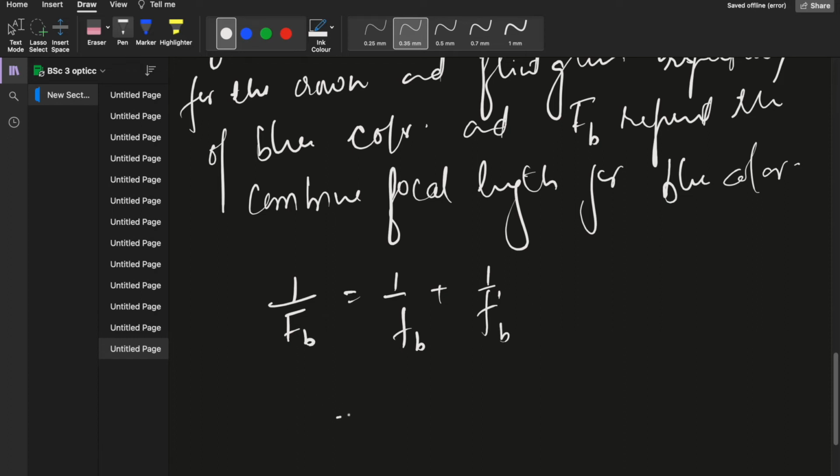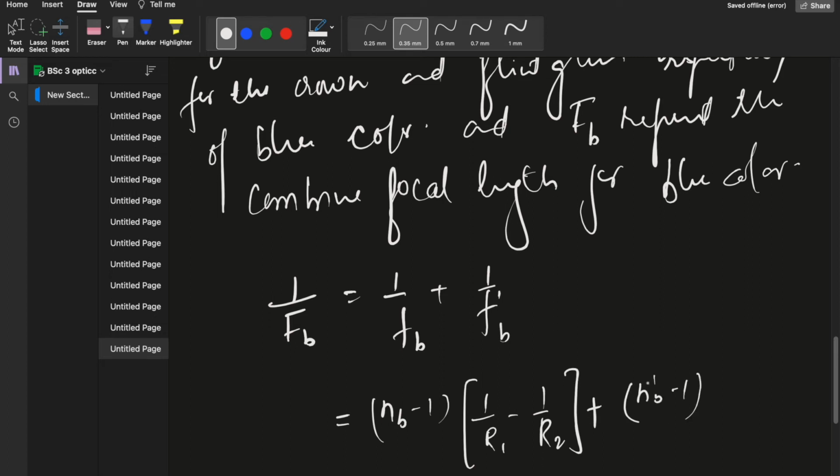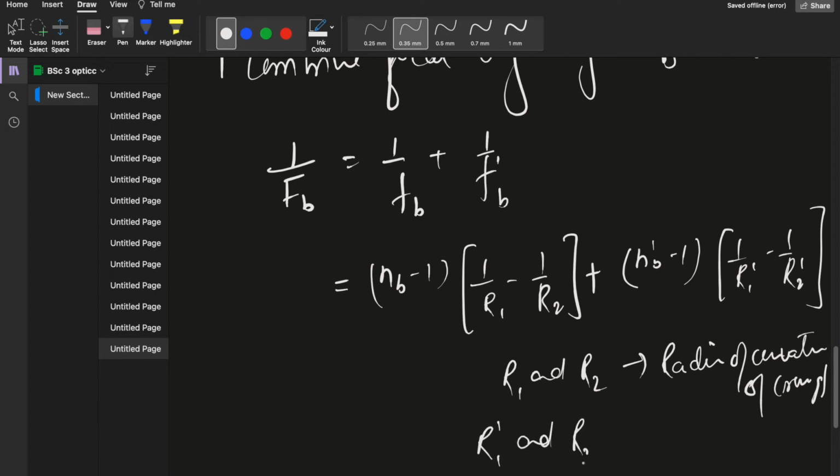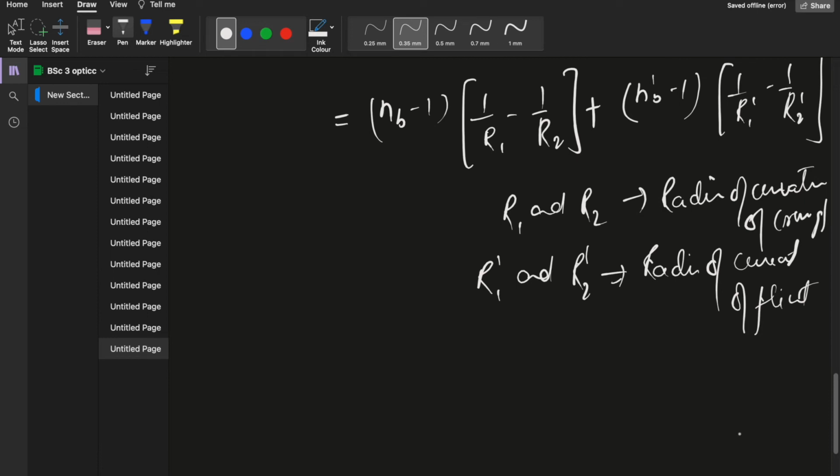So this becomes (NB minus 1)(1 upon R1 minus 1 upon R2) plus (N dash B minus 1)(1 upon R1 dash minus 1 upon R2 dash), where R1 and R2 are the radii of curvature of crown glass, and R1 dash and R2 dash are the radii of curvature of flint. So this is the equation.